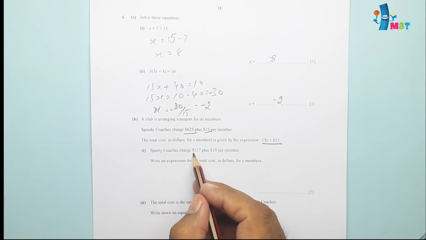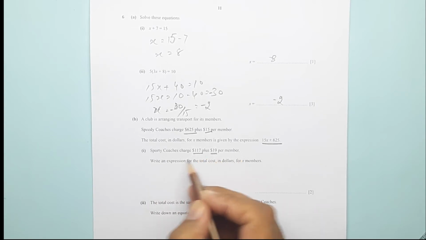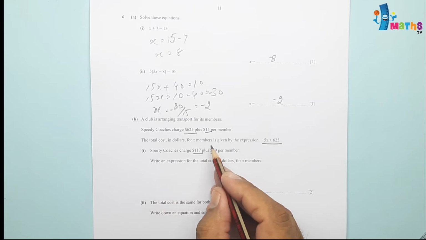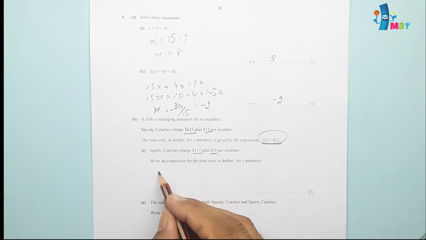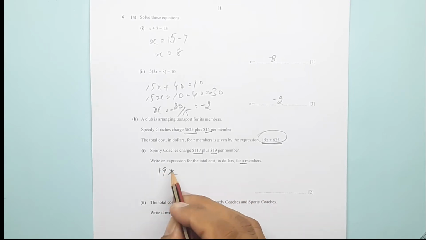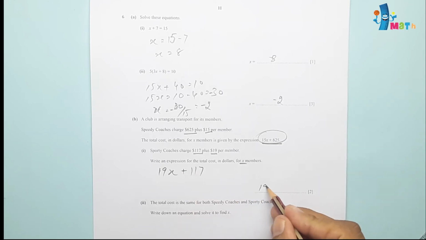Sporty Coaches charges $117 plus $19 per member. Write an expression for the total cost in dollars for x members. According to the same expression, this will be 19 multiplied by x, which is the members, plus 117. So this will be the expression 19x + 117.